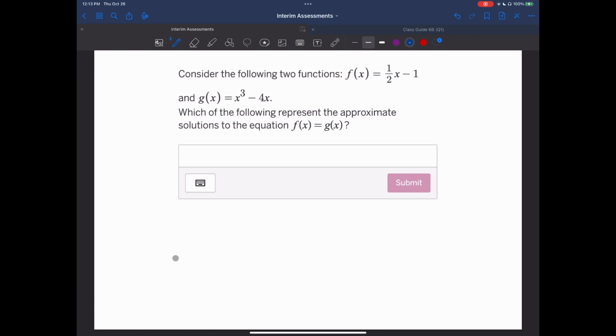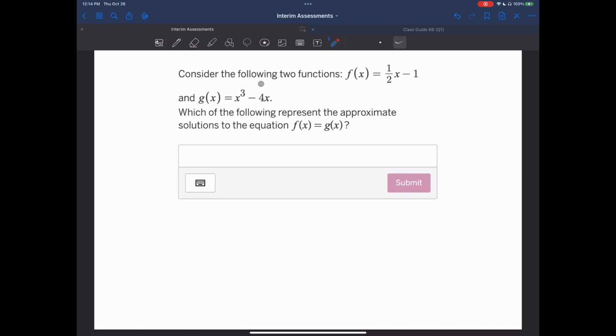Okay, different type of problem here. Let's check this one out. So it says, consider the following two functions. f of x equals 1 half x minus 1, and g of x equals x to the 3rd minus 4x. It says, which of the following represents the approximate solutions to the equation f of x equals g of x?